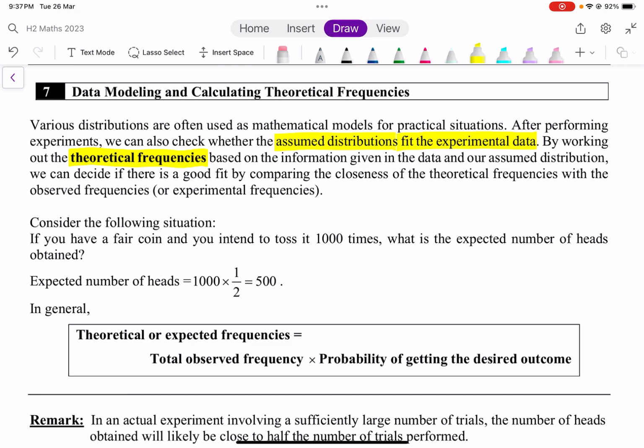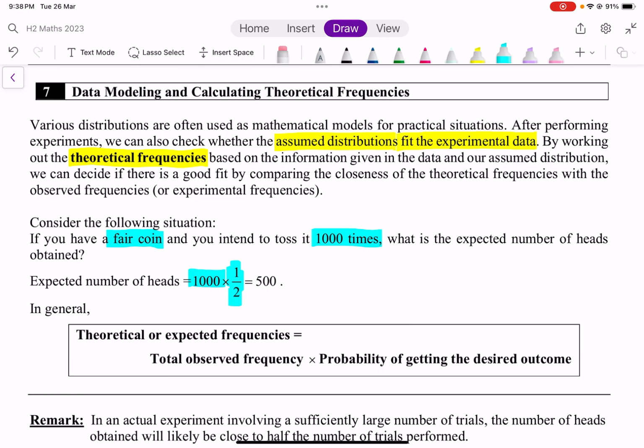So let us look at this example here. We have a fair coin. So the probability of a head is half, the probability of a tail is also half, and you want to throw it 1,000 times. What will be the expected number of heads that you can get? So the average number of heads. If I use, for example, the binomial distribution model, then I will take the sample size and multiply by the probability of success. This will give me 500.